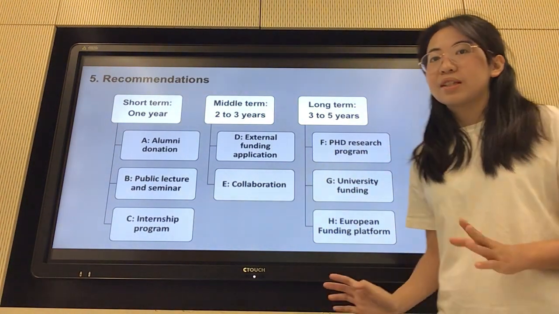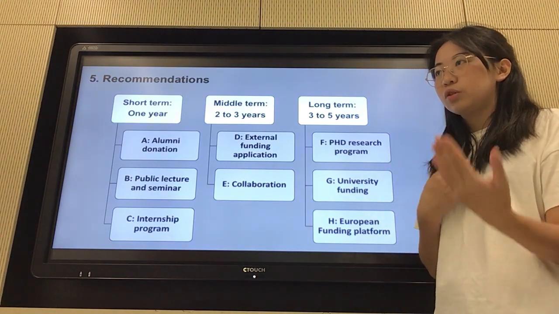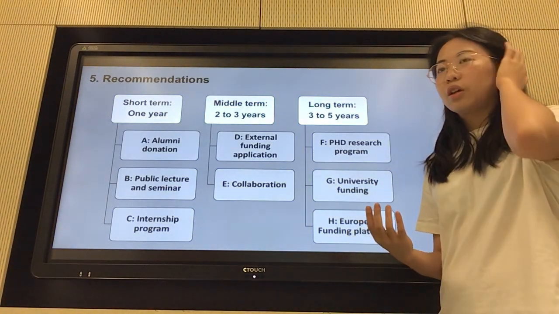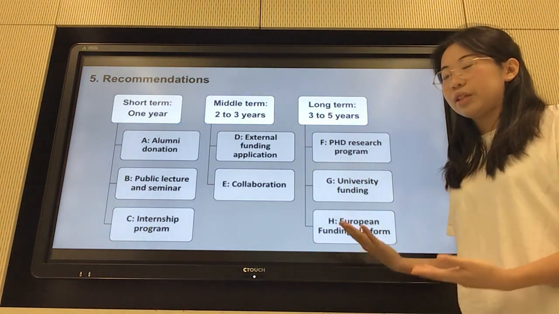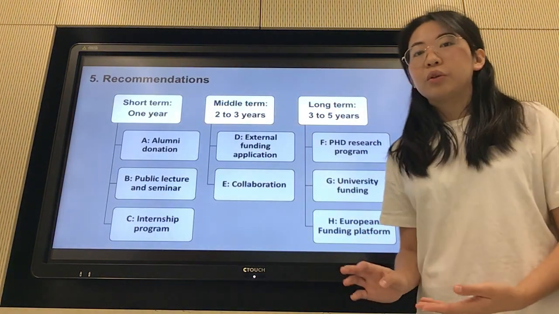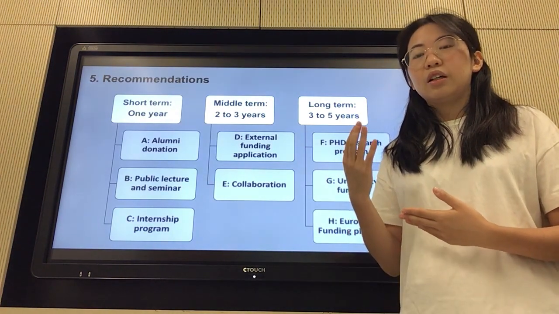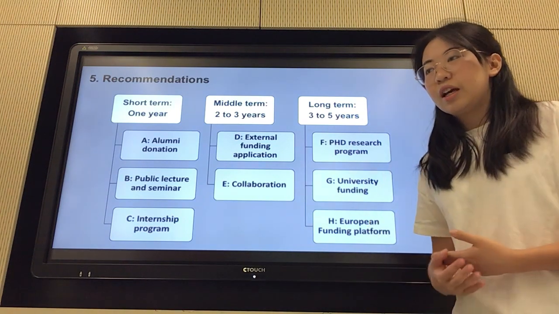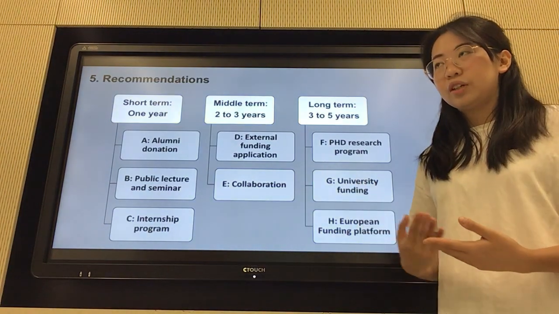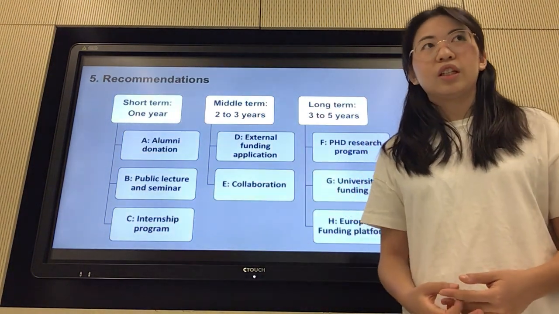After we successfully apply for external funding, we can come back to our university to apply for funding within the university, because we have already raised our reputation and social influence. In the future, we aim to become a European funding platform for the research of European studies in the university, because at that time we can successfully apply for lots of European funding to support European research, and that is the main thing we want to achieve in the long term.